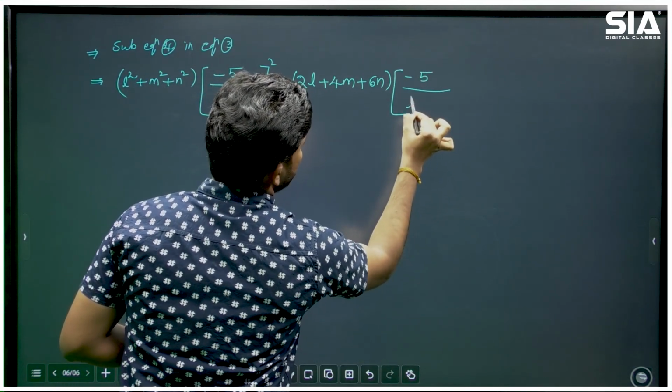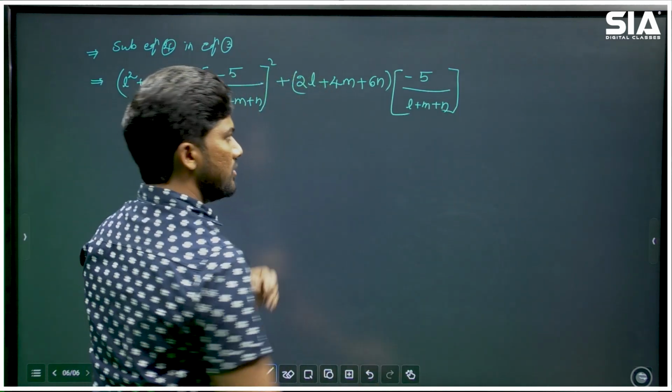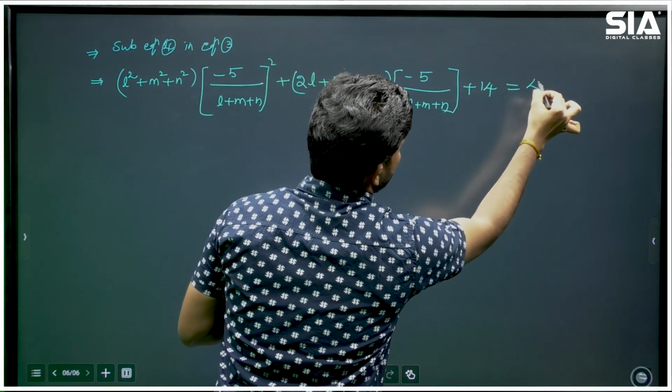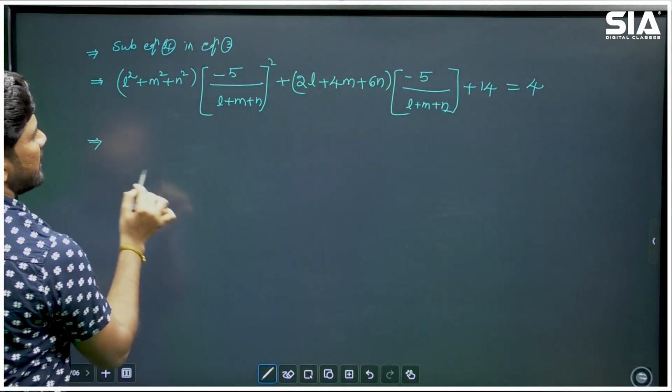Minus 5 by L plus M plus N. This is the small r value, plus the constant value 14. 14 is equal to 4. So now simplify this value.